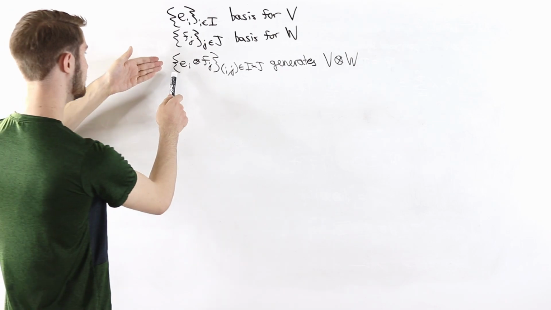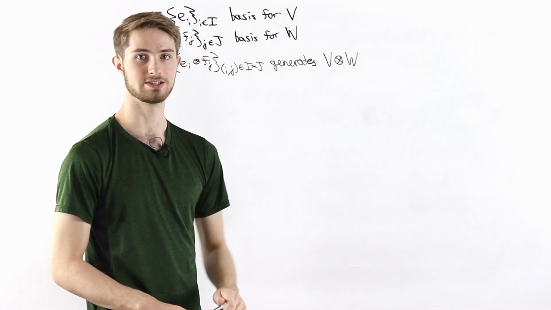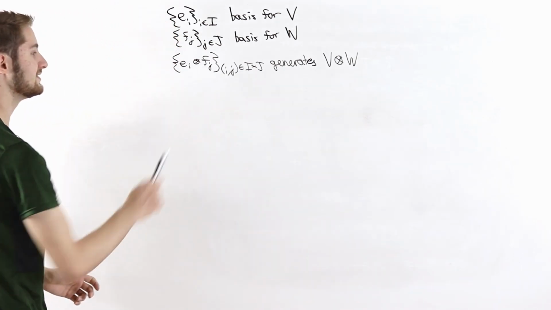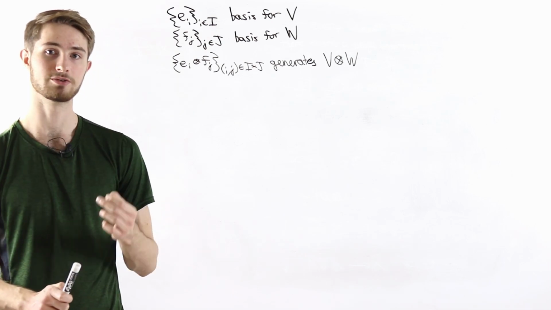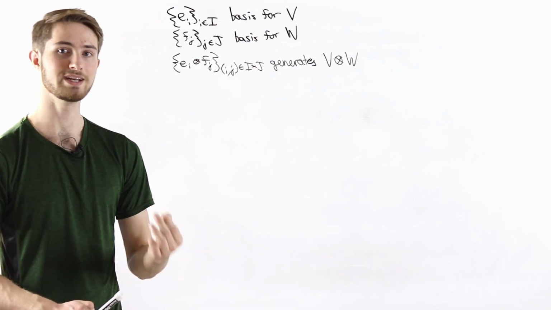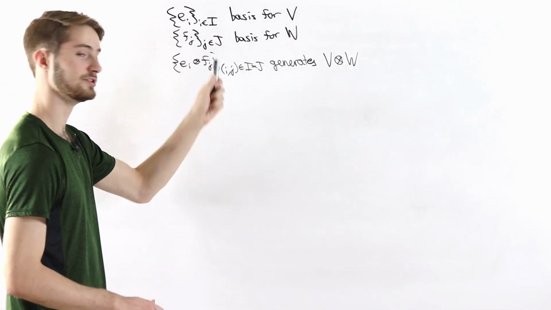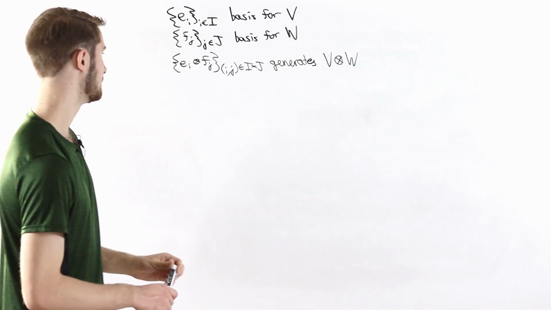So we know that these tensors, e_i tensor f_j, generate the tensor product. But the question now is, are these a basis for the tensor product? Remember, the basis for a vector space is a generating set that's linearly independent. We already know that this is a generating set, so what remains is to prove that it's linearly independent.